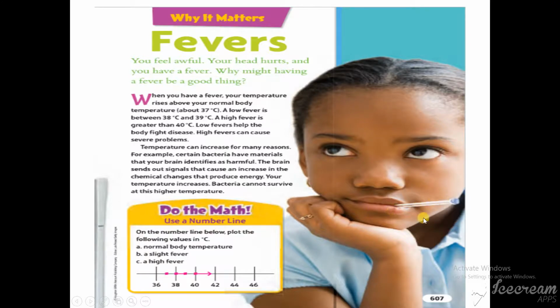Now here comes, you can imagine your childhood with these thermometers, holding a thermometer inside your mouth and sitting in front of the doctor. Fevers: you feel awful, your head hurts and you have a fever. Why might having a fever be a good thing? The temperature rises above your normal temperature. Even yesterday I told you in my class that 37 degrees is the normal temperature of your body. A low fever is between 38 and 39, a little fever, and they say a high fever is greater than 40.